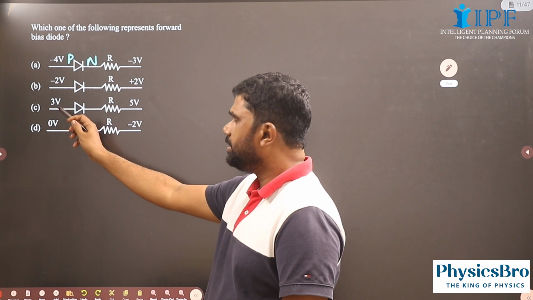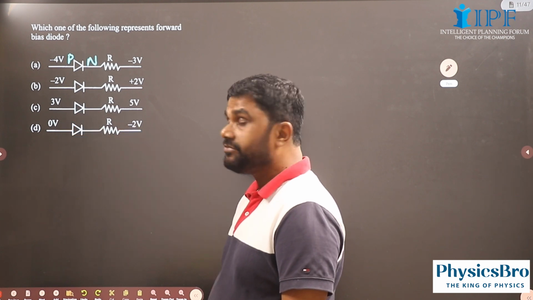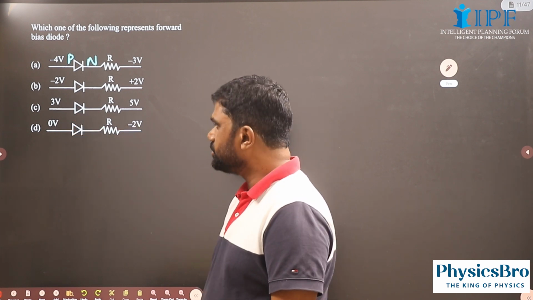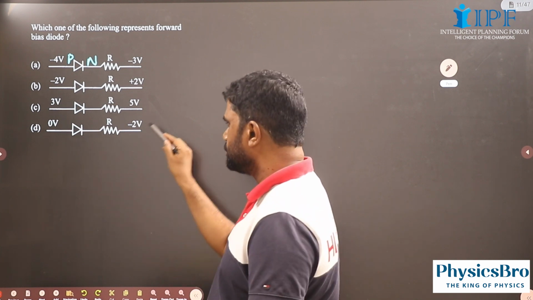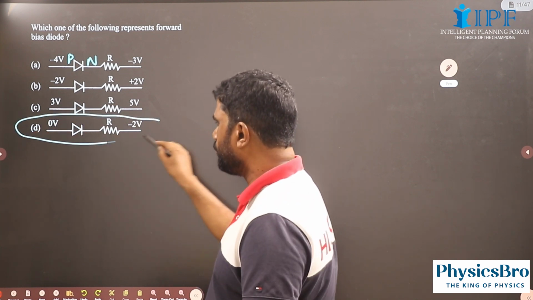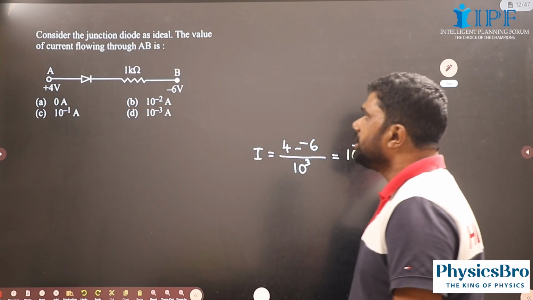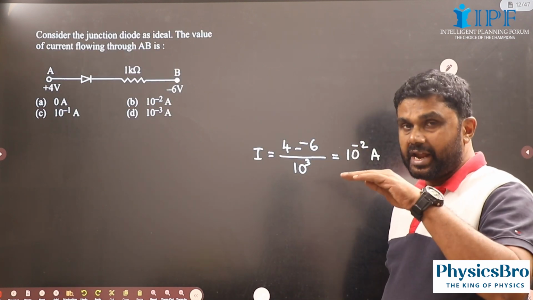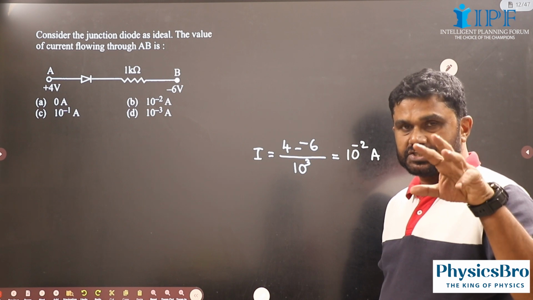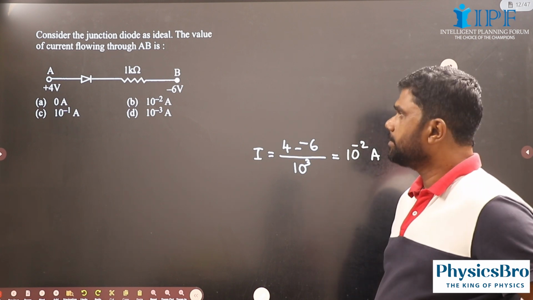Here we have 3 at P side and 5 at N side. Again it is reverse biased. Here we have 0 at P side, -2 at N side. So this is forward biased. Consider the junction diode as ideal, means when forward biased it will act as a short circuit. That is what's meant by an ideal diode.